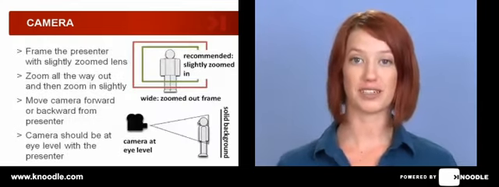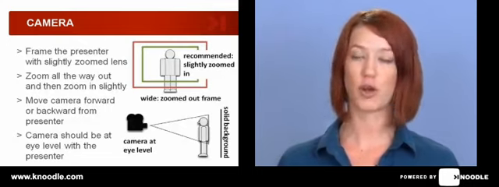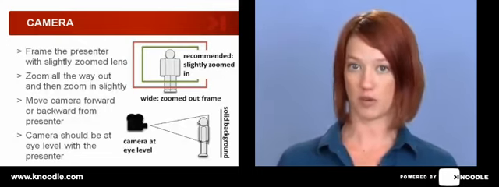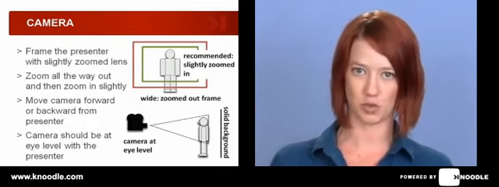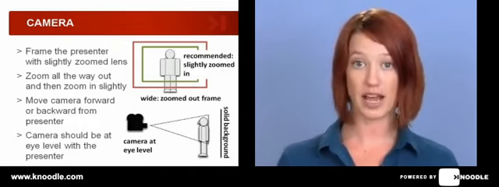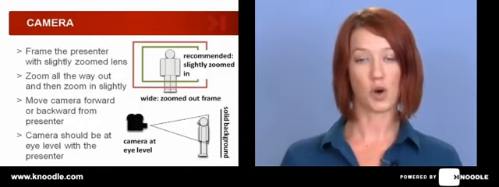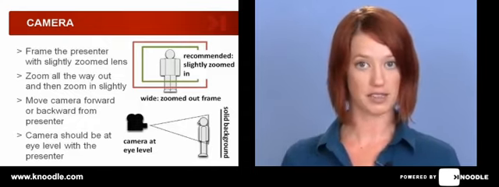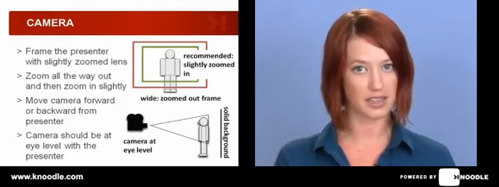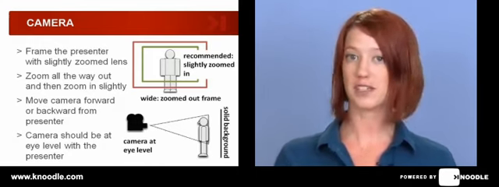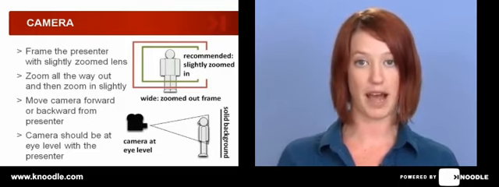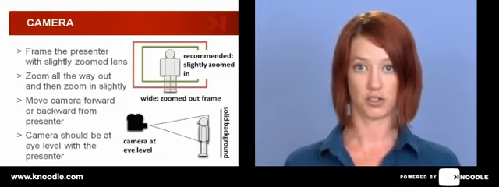Frame the presenter using a slightly zoomed in lens. Try to avoid having it wide and zoomed out all the way, as this will create some visual distortion. This will create a more natural looking composition. You want to zoom all the way out on your lens and then zoom in just slightly, and then if you need to, physically move the camera forward or backward in relationship to your presenter.